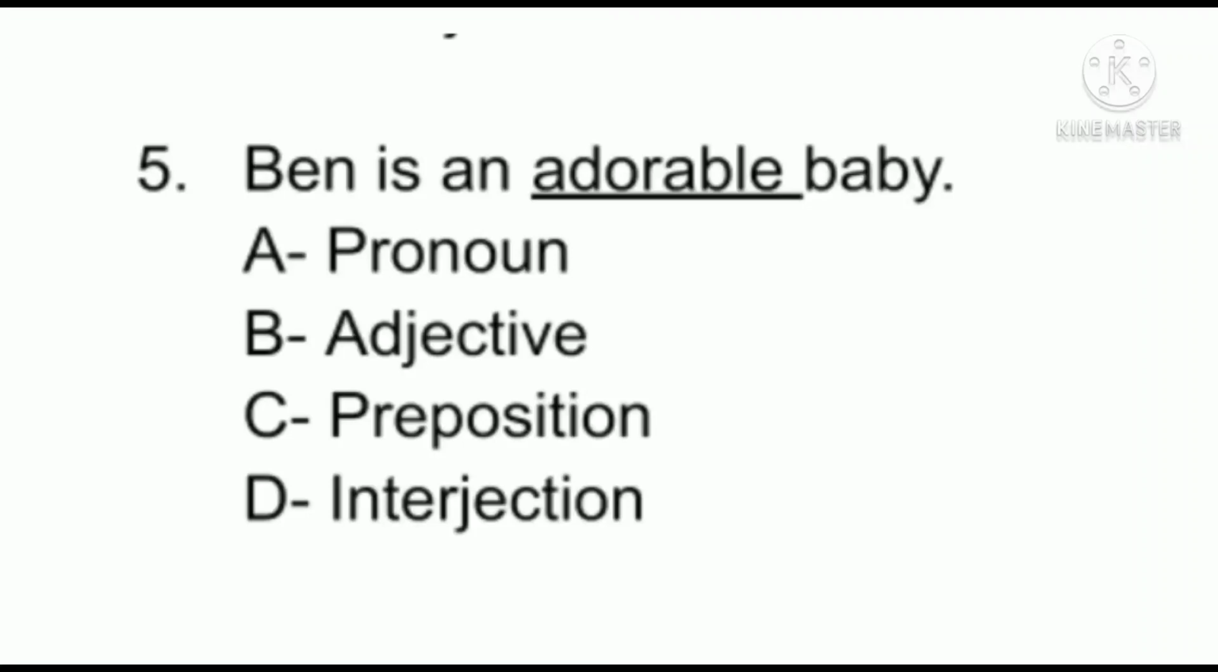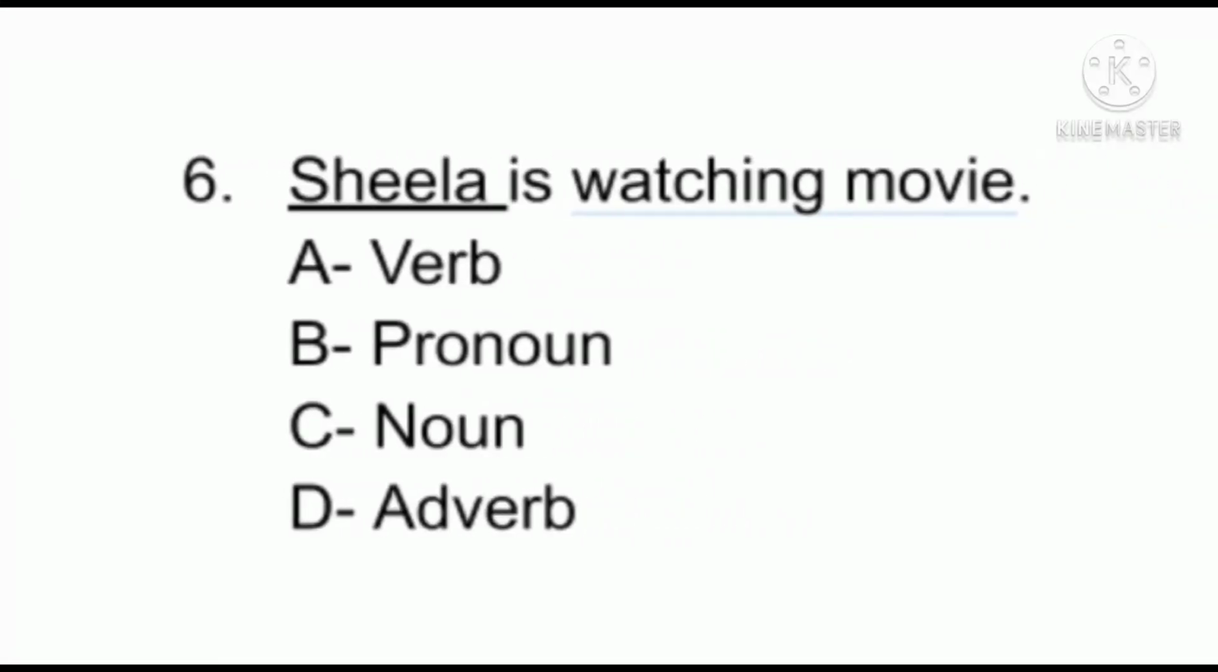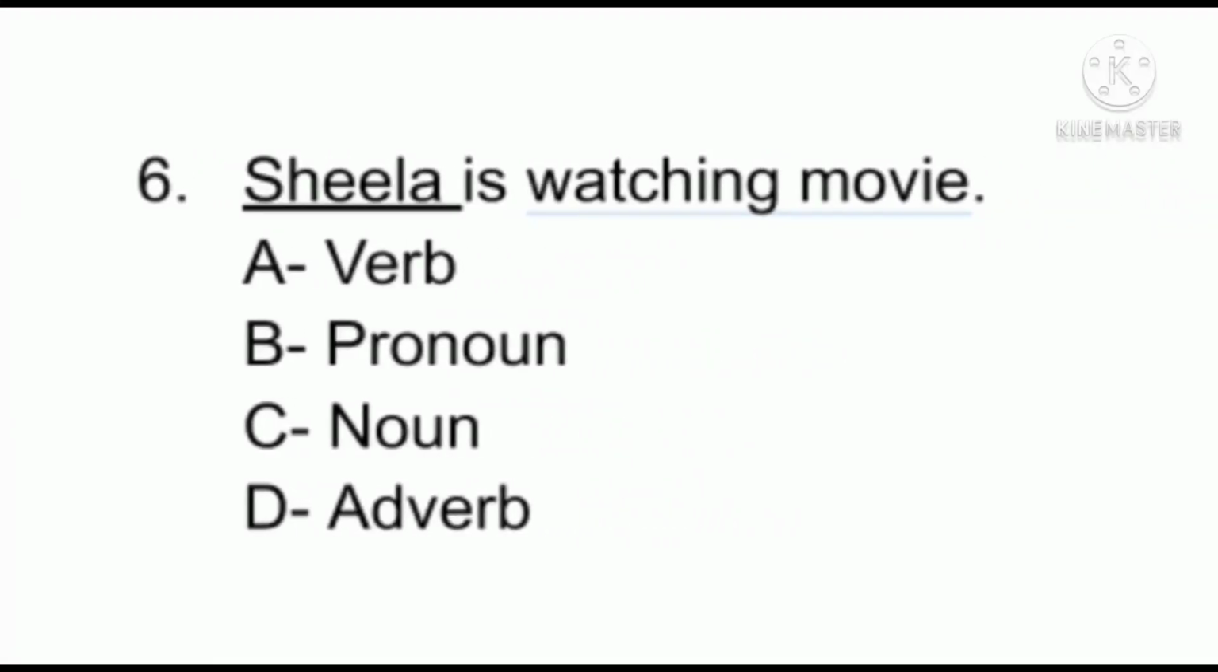Okay, now next question is sixth one, that is, Sheila is watching movie. Here the underlined word is Sheila, and the options are A, verb, B, pronoun, C, noun, and lastly D, adverb. And now we are going to write the answer for the underlined word Sheila from these choices. I am giving you 10 seconds of time to complete it.